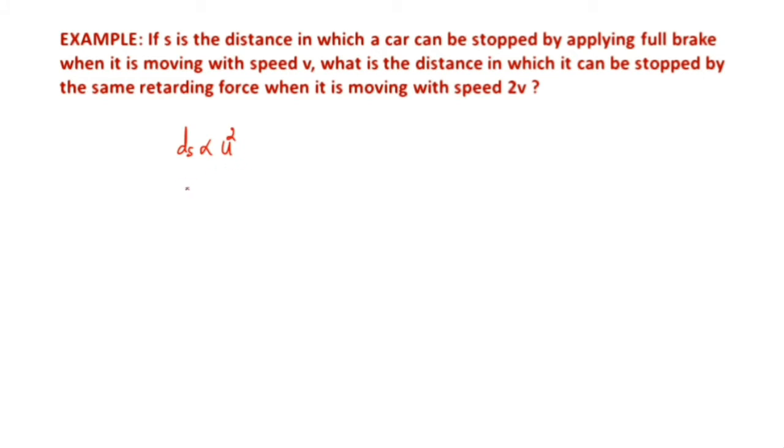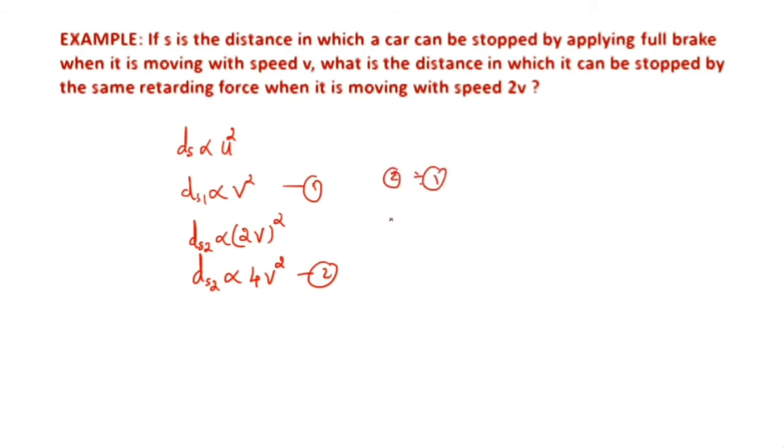Here, what is the first case we can write? d_s1, the stopping distance, first one, is directly proportional to v square. The initial speed is given as v. Now what is actually happening here? When the initial speed is doubled, it becomes 2v. So we can write the stopping distance d_s2 is directly proportional to (2v) all square. This is equation number 1. So we can write d_s2 is directly proportional to 4v square, equation number 2. If you divide equation number 2 by 1, we get d_s2 divided by d_s1 is equal to 4v square divided by v square. So what is the stopping distance when the speed is doubled?